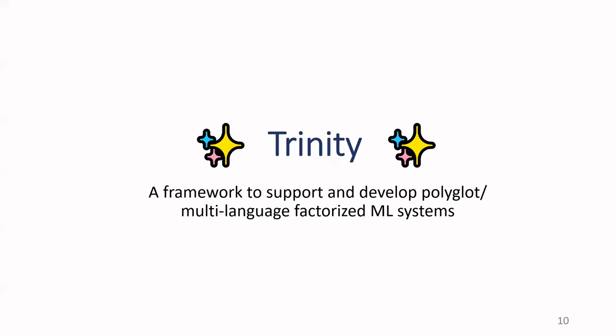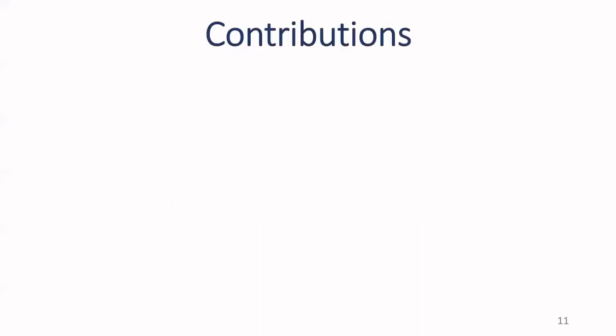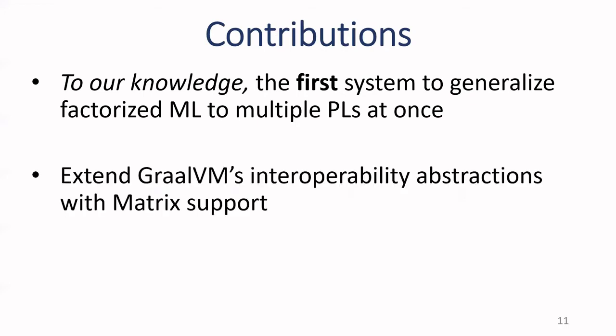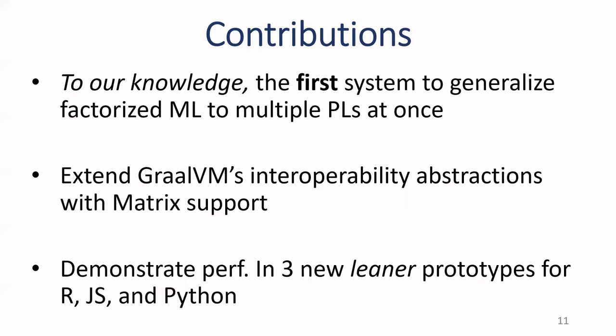We developed Trinity to address this very problem. Trinity is a framework that supports the development of Morpheus-style, multi-language, factorized machine learning with ease. Our core contributions are the following. First, to our knowledge, this is the first system to study the generalization of factorized machine learning to multiple languages at once. Second, in building on top of the GraalVM platform, and we'll get to that shortly, we developed new interoperability abstractions for GraalVM that facilitate interoperability with matrix data types. Finally, using Trinity, we quickly developed 3 new lightweight implementations of Morpheus, one for R, one for JavaScript, and one for Python.